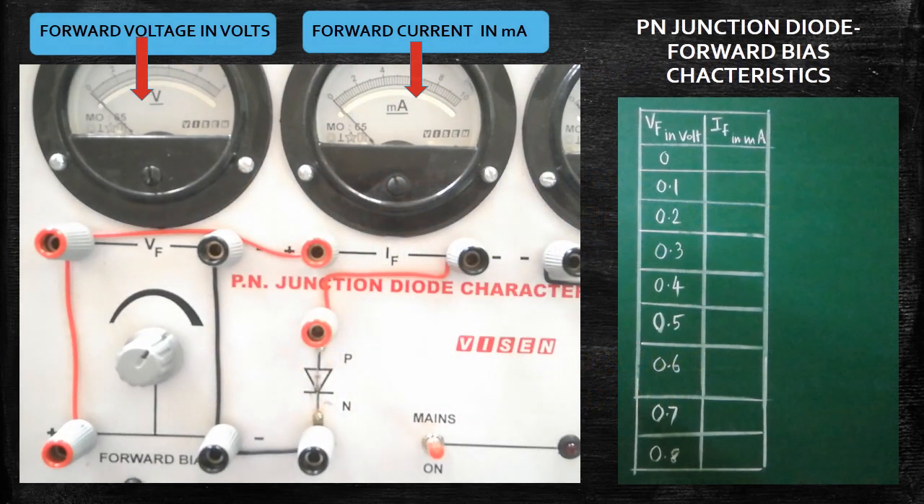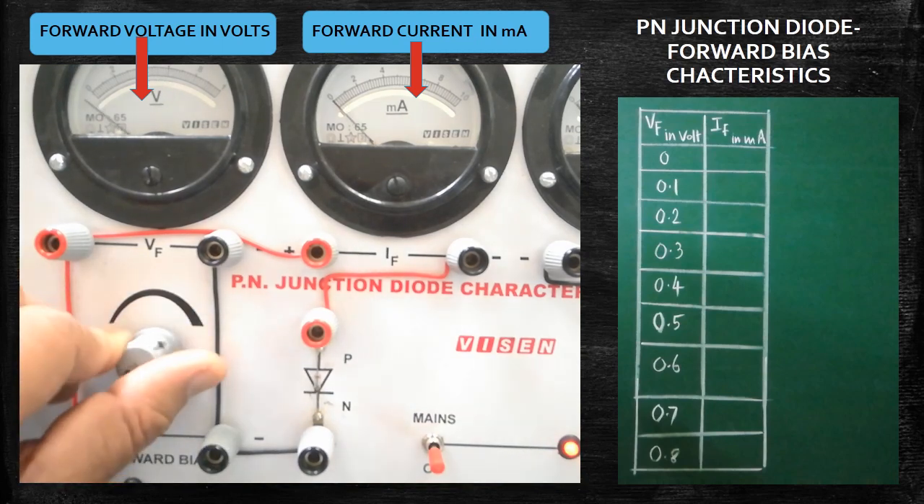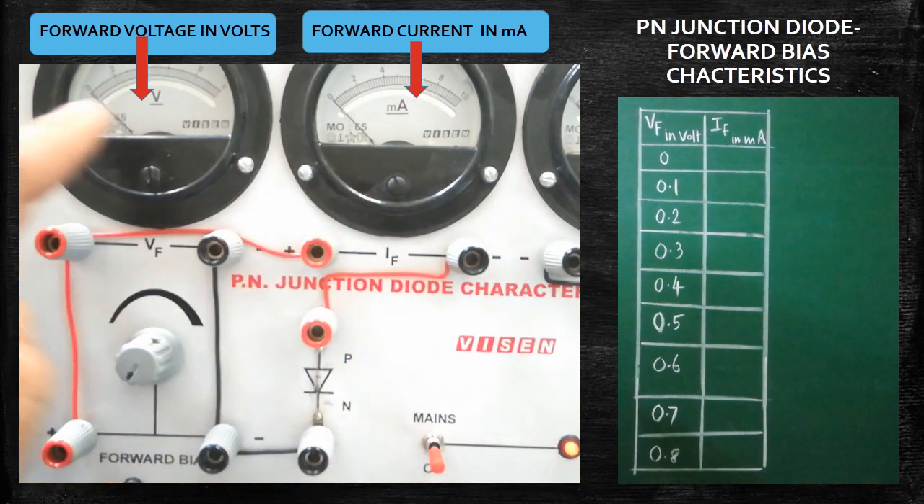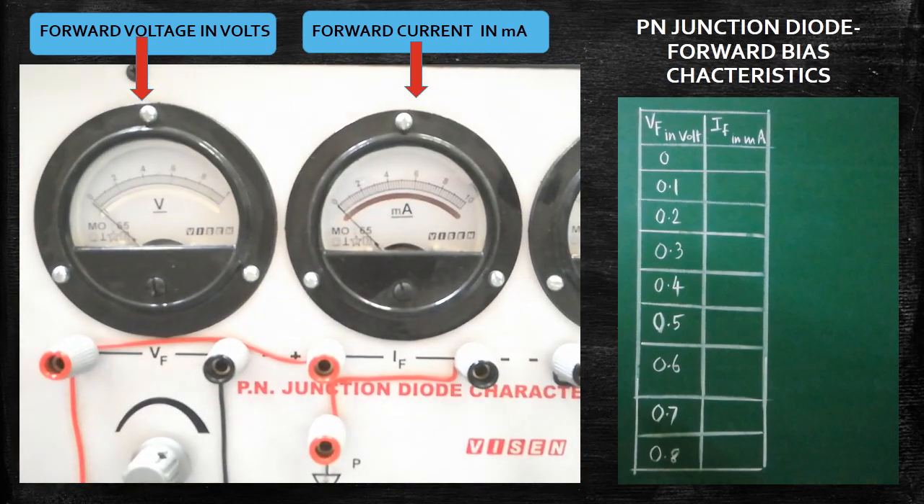First we are going to do the forward bias characteristics of the junction diode. Here one main switch is there, and that should be switched on. As soon as it is switched on, you can see the glow. So it shows that power enters the board. Now here two meters are there. I will focus on both the meters now.